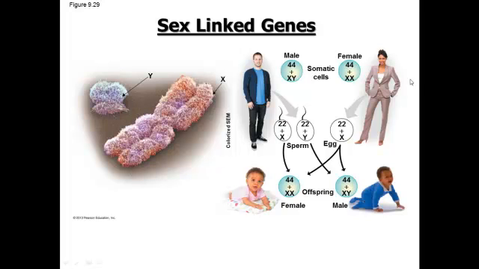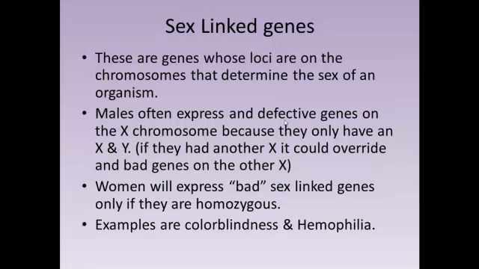But if dad is not colorblind but mom is a carrier, there's always a chance that a male offspring will receive the colorblind X from the mother. He cannot receive it from the father, so it's basically a sex-linked chromosome.